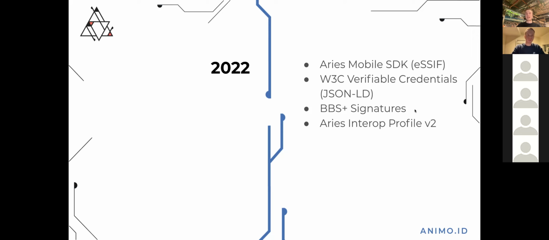And most of this we will be adding as part of the Aries Mobile SDK we're building. This is an ESSIF, or European Self-Sovereign Identity Framework project. We're making a mobile SDK that makes it as easy as possible for people to build mobile SSI wallets for both iOS and Android. So that's basically what we'll be focusing on.